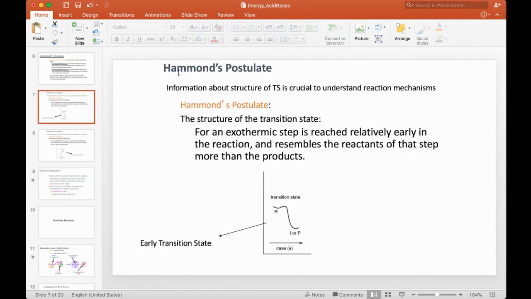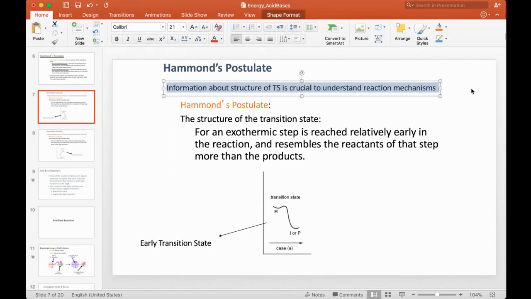First of all, why do we care about the Hammond postulate? Well, because the information about the structure of a transition state is really important to understand reaction mechanisms and actually to make predictions about reaction rates, competing reactions, final products. Okay, we will apply that, as I said, a lot in organic chemistry next semester. So here is an example of a single step reaction. In this single step reaction, we have the reactants here and the products here. Okay, transition state is right here.